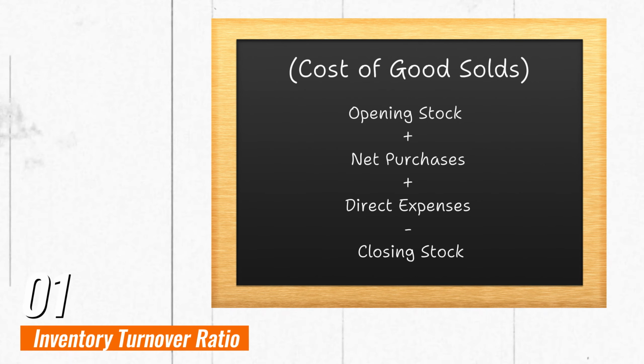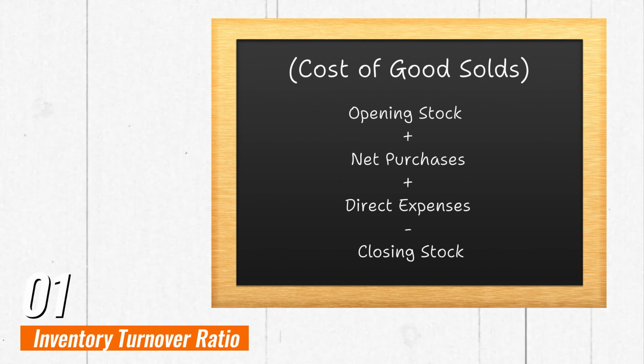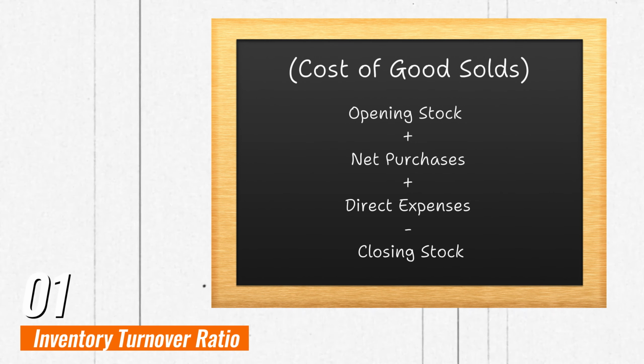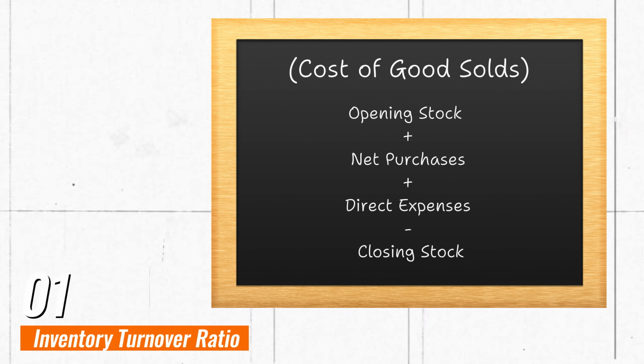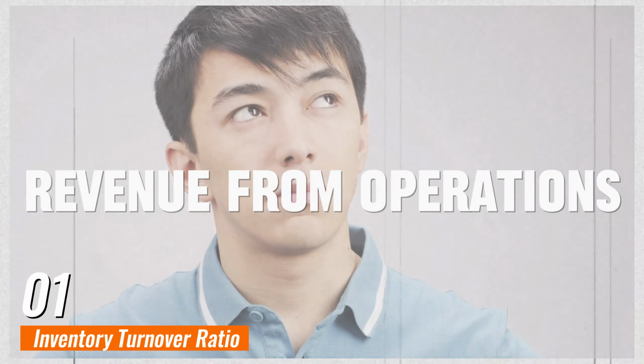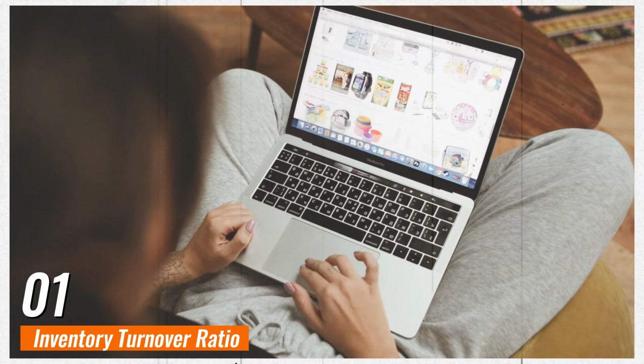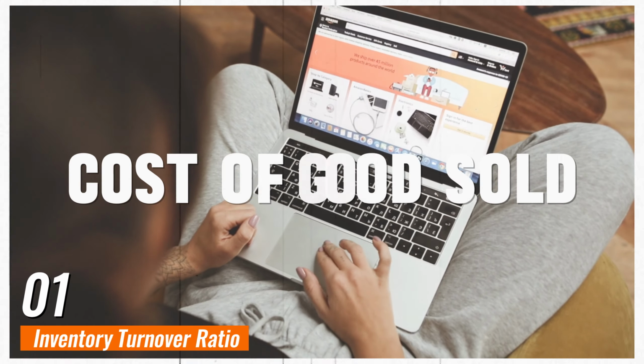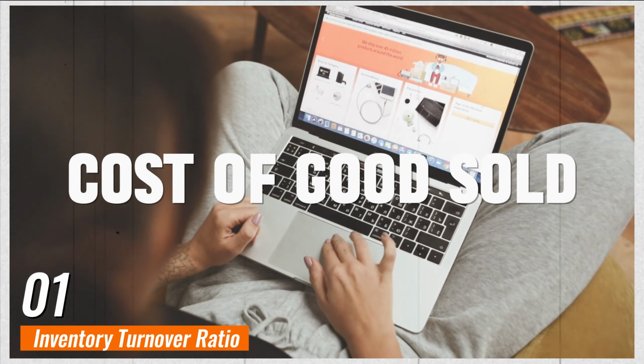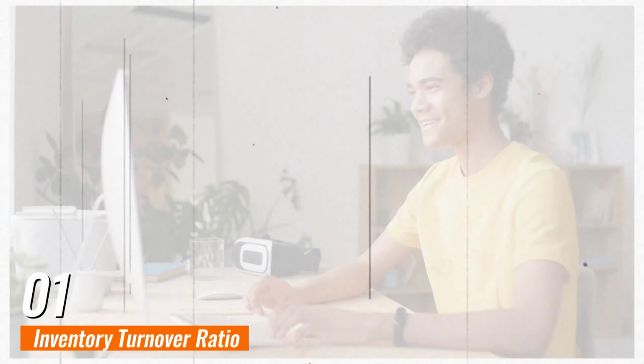So with this, we have completed the formula for calculating the cost of goods sold, which is also known as the cost of revenue from operations. Now, what is the meaning of revenue from operations? Revenue from operations simply means the sales only. So whether we call it cost of goods sold or cost of revenue from operations, it's one and the same thing. Is it clear now?